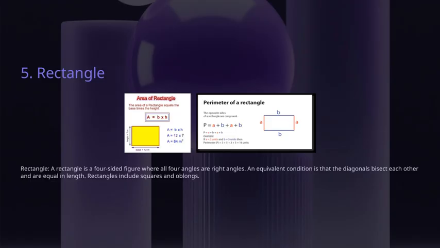It's also interesting to note that rectangles include both squares, which have all sides equal, and oblongs, which are rectangles with unequal adjacent sides. Understanding these properties is crucial because they connect to the overall theme of recognizing different types of quadrilaterals based on their characteristics. So, when you're looking at a four-sided figure, these key features, right angles, equal diagonals, and bisected diagonals, help you identify it as a rectangle.